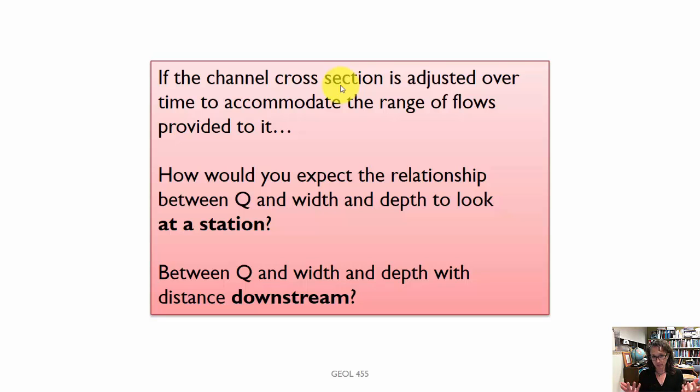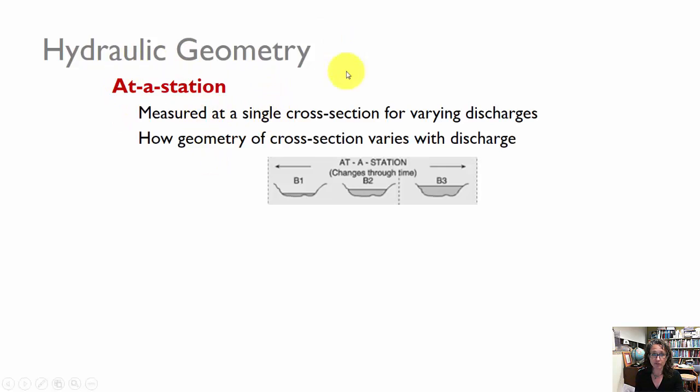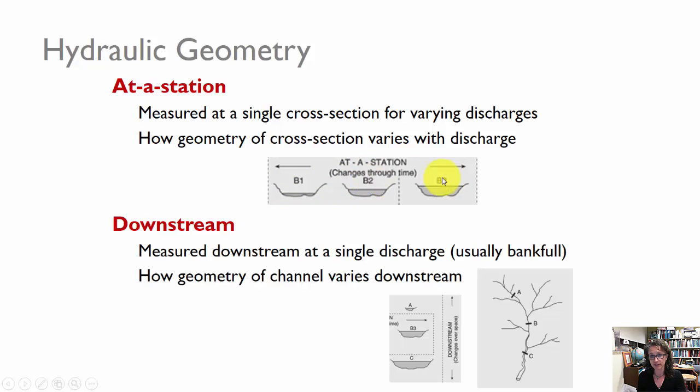What is the relationship between the channel dimensions and the discharge? So hydraulic geometry at a station. So we're at a single cross-section and the discharge is going up and down. So single cross-section, varying discharge. So we're at cross-section B. The number is time. So 1 is a low flow, 2 is a moderate flow, 3 is a high flow. So how does the geometry of the channel vary from flow 1 to flow 2 to flow 3?